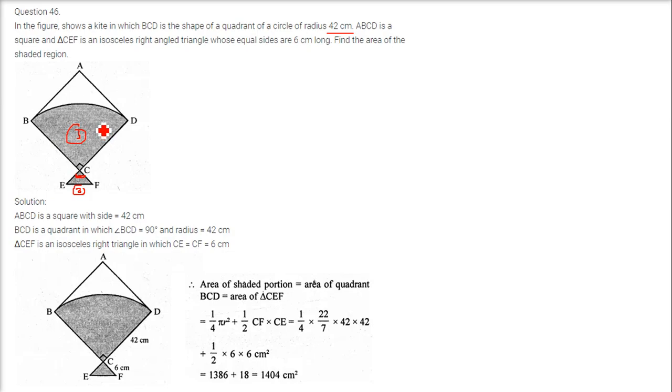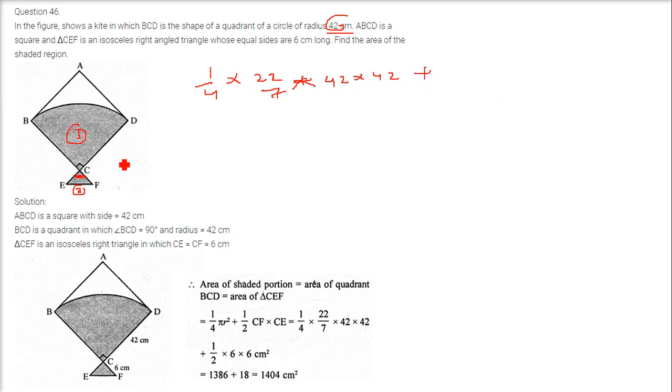So what is the area of the quadrant? It is 1 by 4 pi r square. Theta by 360 into pi r square. Theta is 90 degrees, so 90 by 360 into pi r square, 1 by 4 pi r square. So you can take pi as 22 by 7. What is the radius here? It is given to us, which is 42. See, 42 is the radius. So 42 into 42. This is the first one.